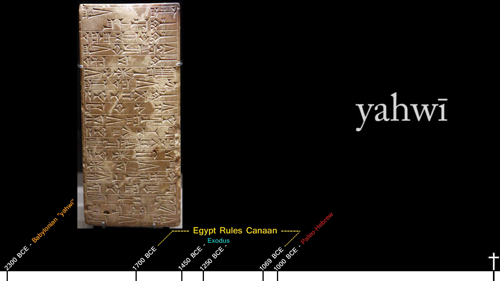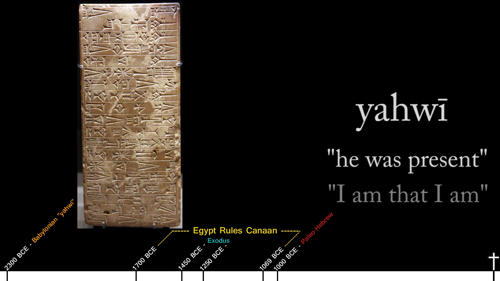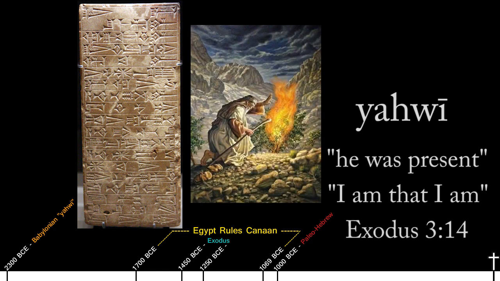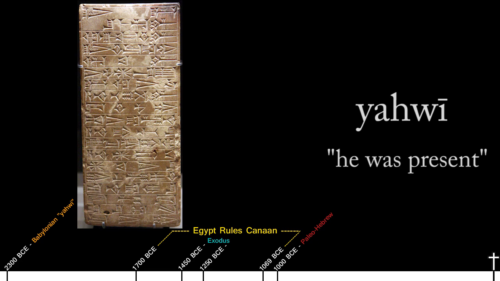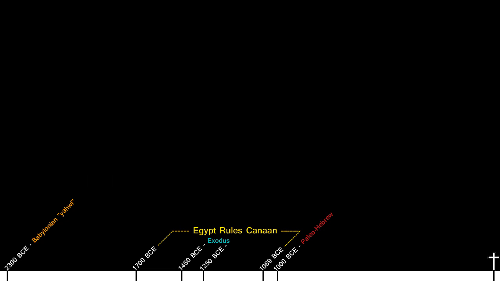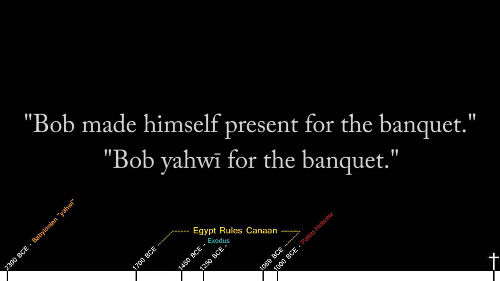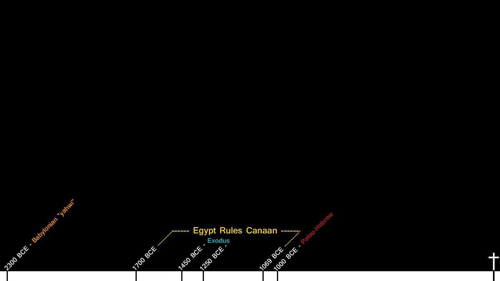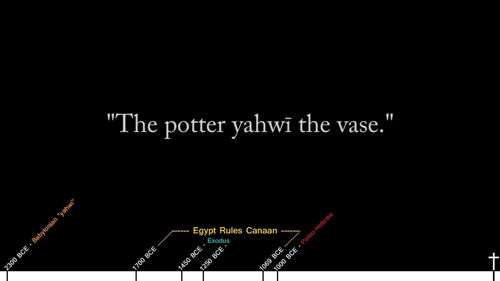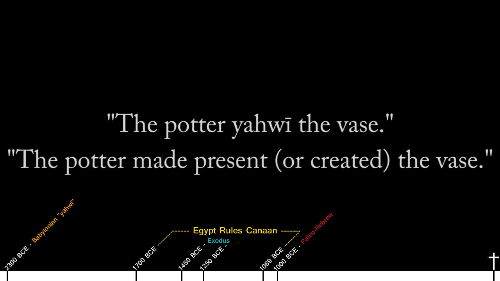The word Yahweh occurs in Old Babylonian and early Old Babylonian texts, which is a third-person verb, meaning, he was present. This correlates with Yahweh's self-description as, I am that I am, found in Exodus 3:14 when Moses is talking to the burning bush. The Babylonian word Yahweh is a common verb describing an action, as in, Bob made himself present for the banquet. This would be rendered Bob Yahweh for the banquet. Yahweh can also carry the meaning to create, as in, the potter Yahweh the vase, or the potter made present or created the vase.